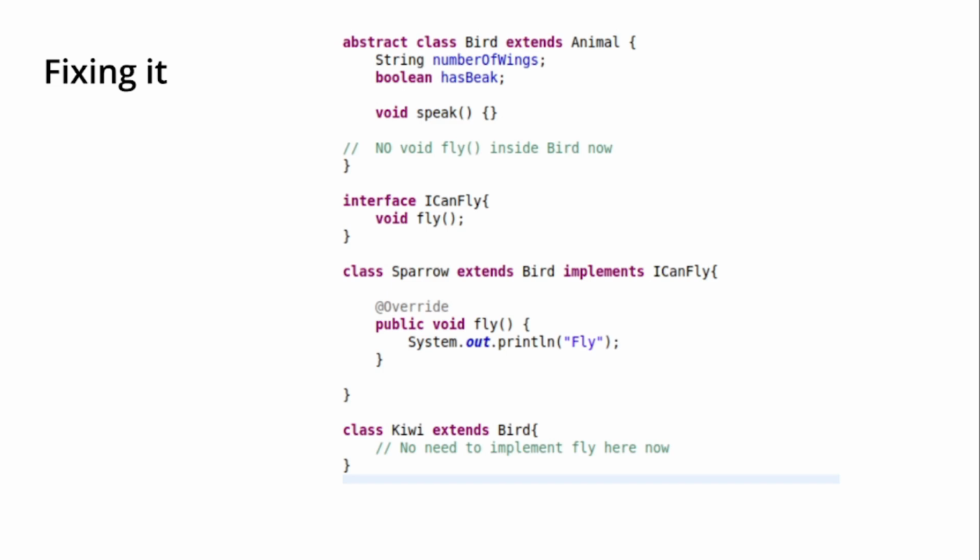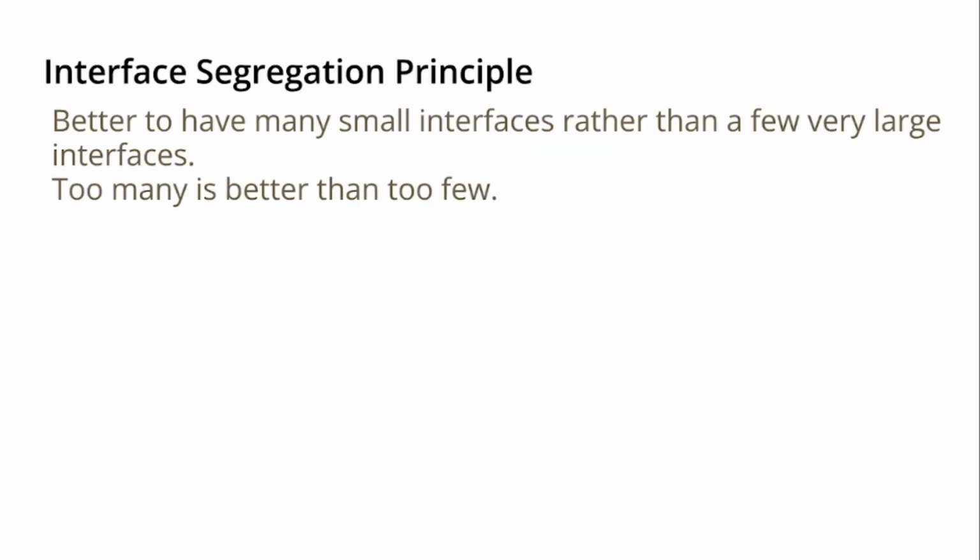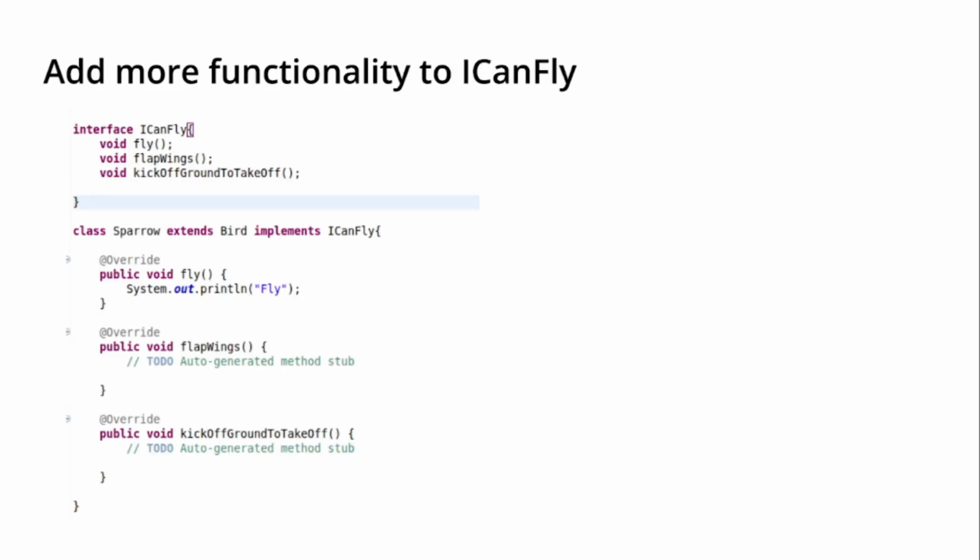This is the Liskov substitution principle. Now the interface segregation principle. It states that it's better to have many small interfaces rather than a very large interface. Okay, too many is better than too few. So let's understand with an example.